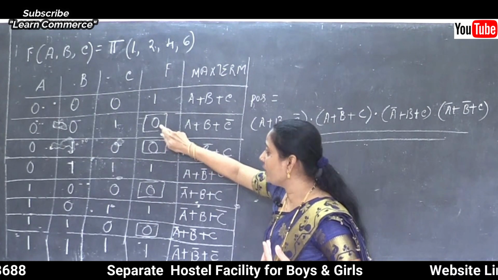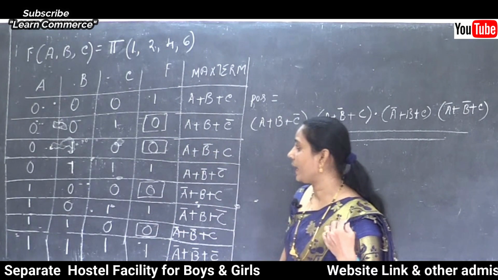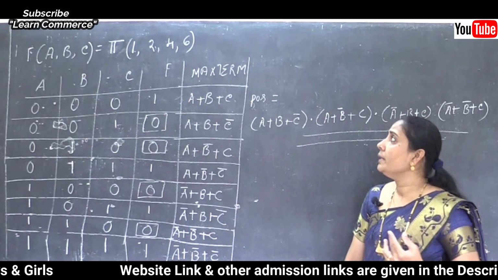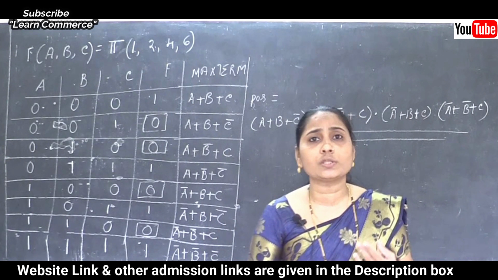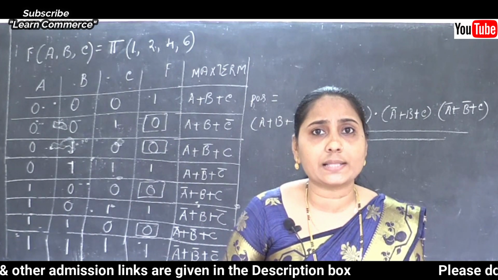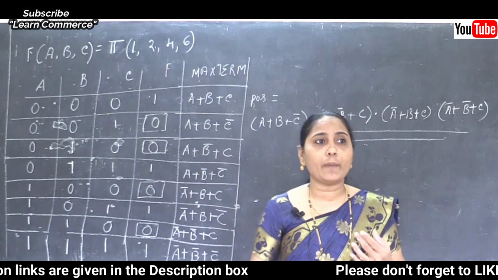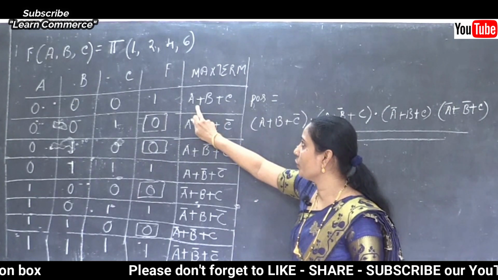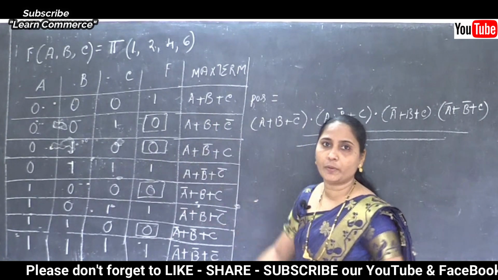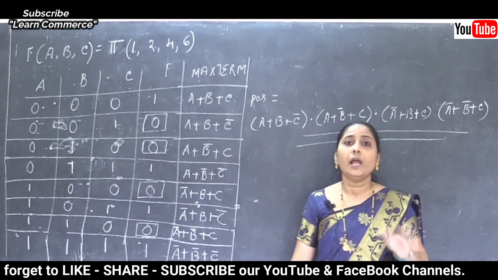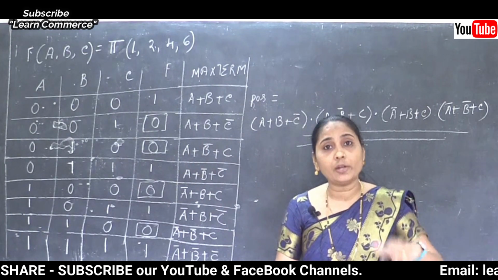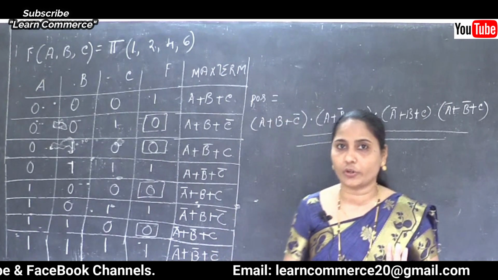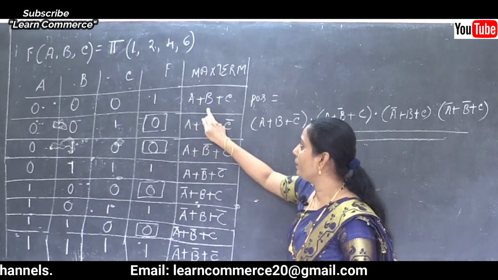Wherever the value 0 is there I am going to use it, and like that after completing the fourth column, the last column also I am going to fill, and I name that column max terms. In the case of the max term, we know how to use A plus B plus C. Why? Because wherever the value is 0, no complementation; if the value of the variable is 1, then we need to use complementation. So A plus B plus C.